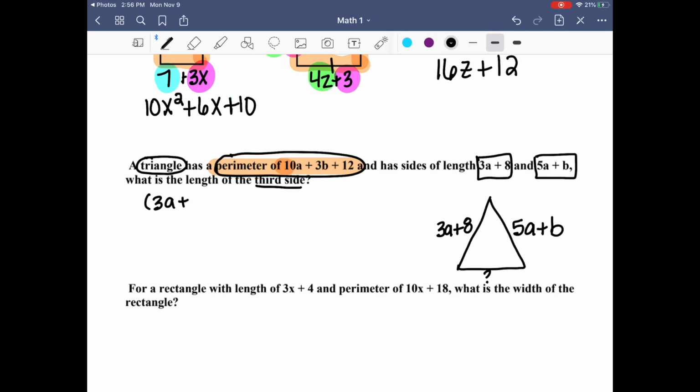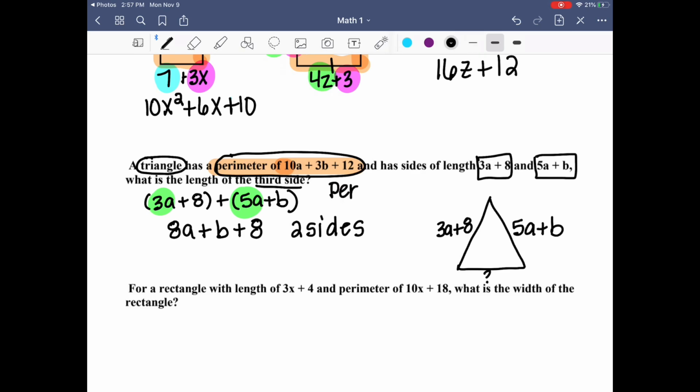So I'm going to go ahead and add 3a plus 8 plus 5a plus b. So if I add those, 3a and 5a is going to give me 8a. And then we're going to bring down the b and the 8. So we know those 2 sides. So this is 2 sides. So we're going to take the perimeter and we're going to subtract the 2 sides that we know.